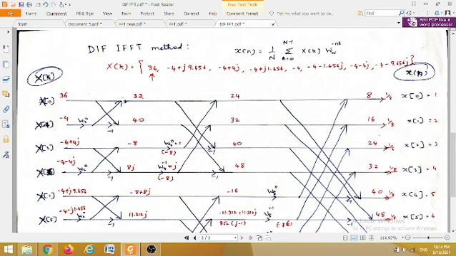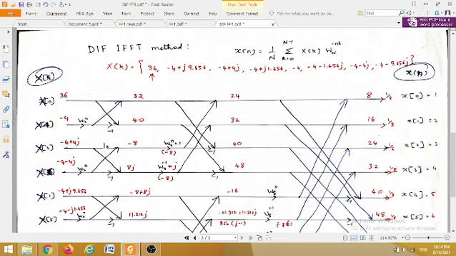And for the first 2-point structure, we have 36 and minus 4 as the input. Adding them, you will be getting 36 minus 4, and subtracting them, you will be getting 36 minus of minus 4, you will be getting 36 plus 4, that is equal to 40.